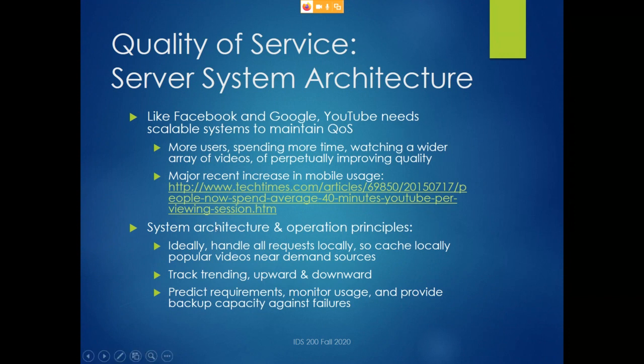And what we've seen actually in recent years is that there's been a tremendous jump in the last 5 years of mobile usage. So this is an article from 2015. They say people now spend an average of 40 minutes on YouTube per viewing session. So just up to a couple years before that, people had been mostly going to YouTube, watching maybe 1 or 2 videos and going away.